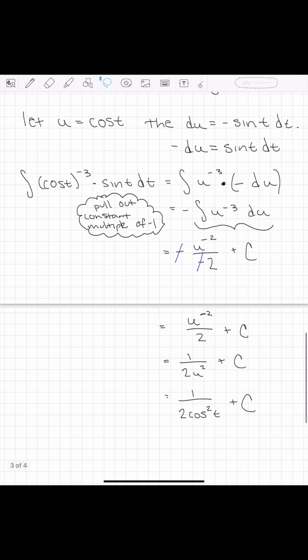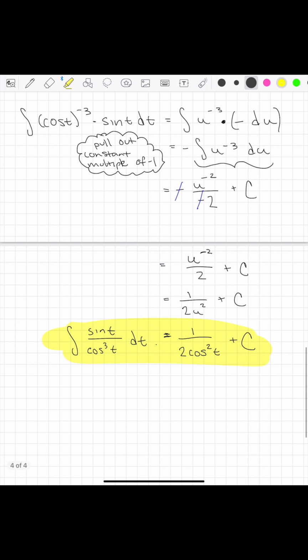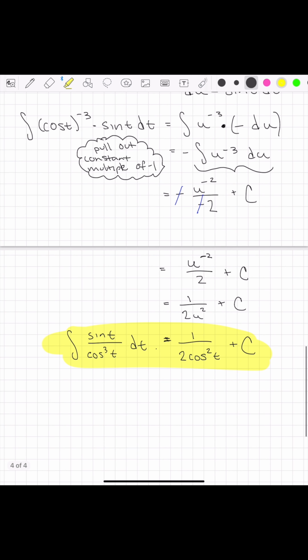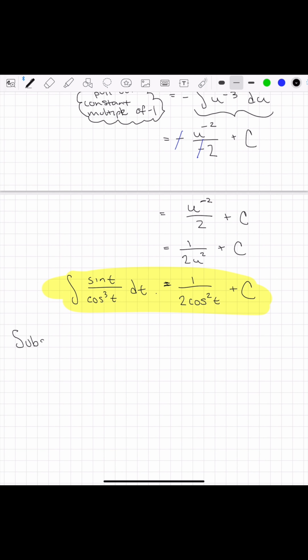So I hope you see that what we're doing is literally just replacing stuff in our integral with u stuff, and that makes our lives easier, like when we got to this step, to simply use the power rule to get the integral. And that is the general idea behind u substitution. So now let's talk about substitution for definite integrals.